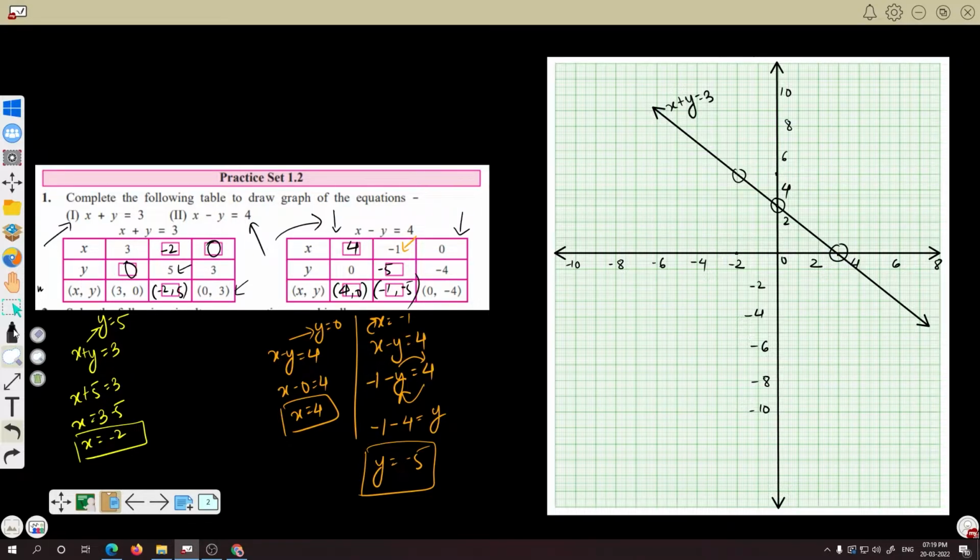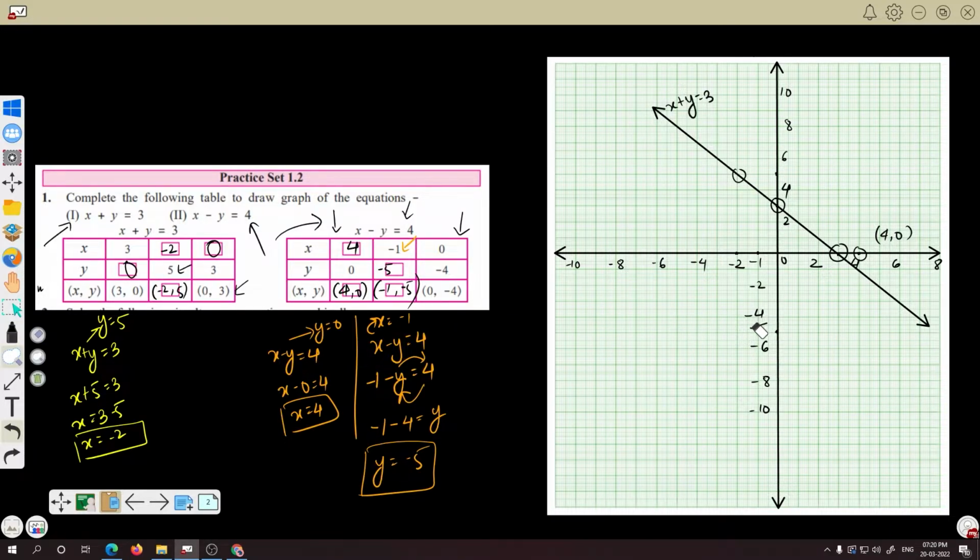Now moving on to the next equation, that is x minus y is equal to 4. I'll plot the graph for this. The first coordinate is 4 comma 0. So on the x-axis, if I mark this point, this is 4 comma 0. The next point is minus 1 comma minus 5. So x coordinate is minus 1, exactly between 0 and minus 2, and y coordinate is minus 5, exactly between minus 4 and minus 6.